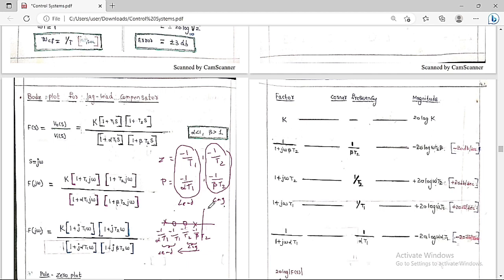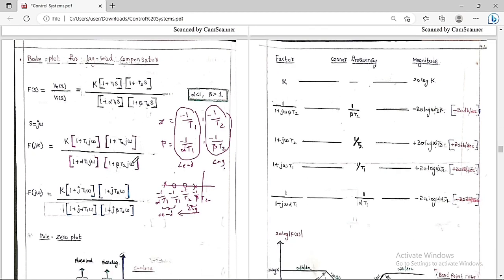Now I am going to replace s by j omega. Then what are we going to get? F of j omega is equal to k into (1 plus T1 j omega) into (1 plus T2 j omega) by (1 plus alpha T1 j omega) into (1 plus beta T2 j omega). If I do the simplification, it is the same thing, in a simpler format: F of j omega is equal to k into (1 plus j T1 omega) into (1 plus j T2 omega) by (1 plus j alpha T1 omega) into (1 plus j beta T2 omega).